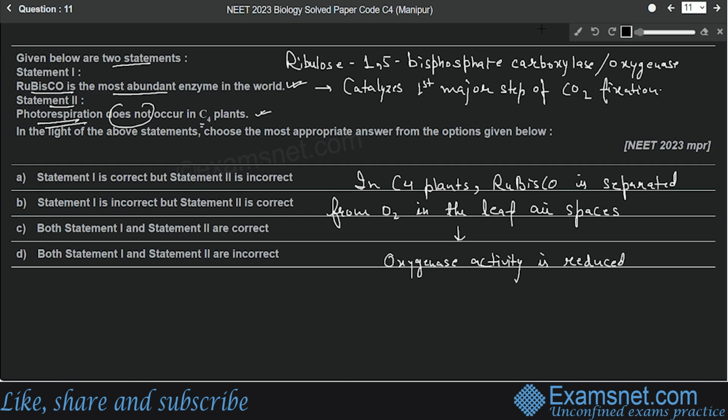And what will happen when the oxygenase activity is reduced? Rate of photorespiration will also get reduced, and due to this minimal or negligible photorespiration occurs. So both the statements are correct. That means option C, both statement 1 and statement 2 are correct. This option will be the correct answer.